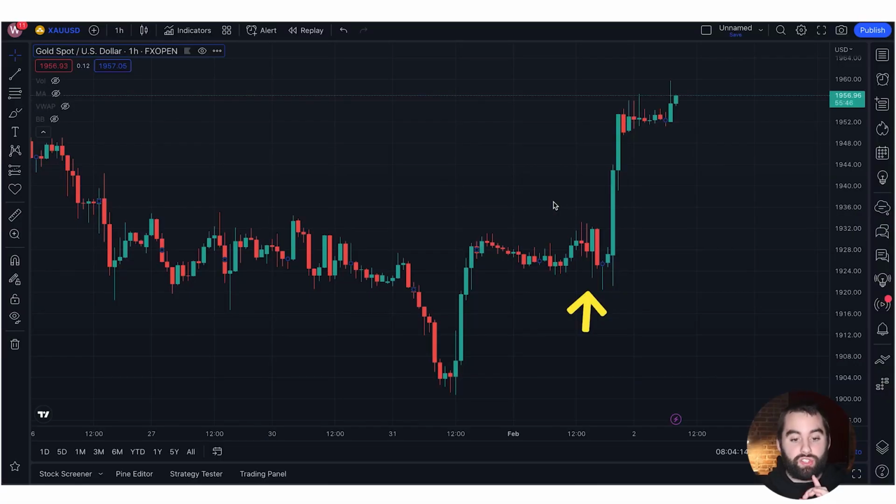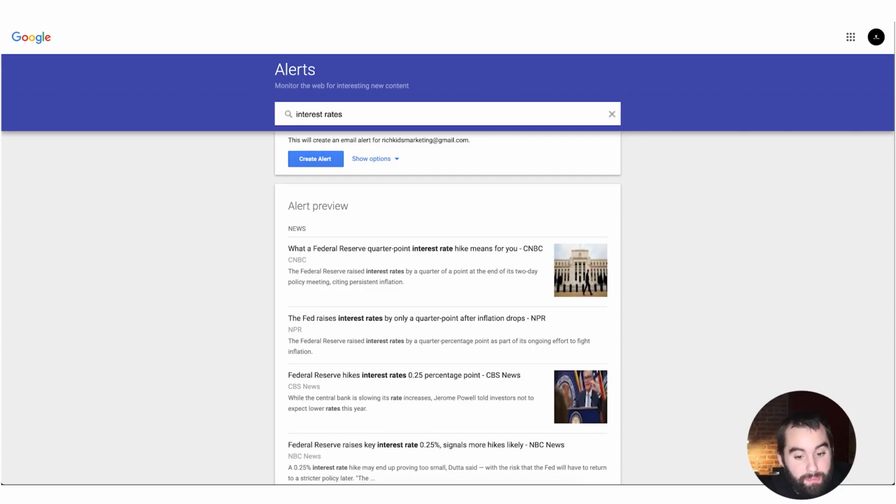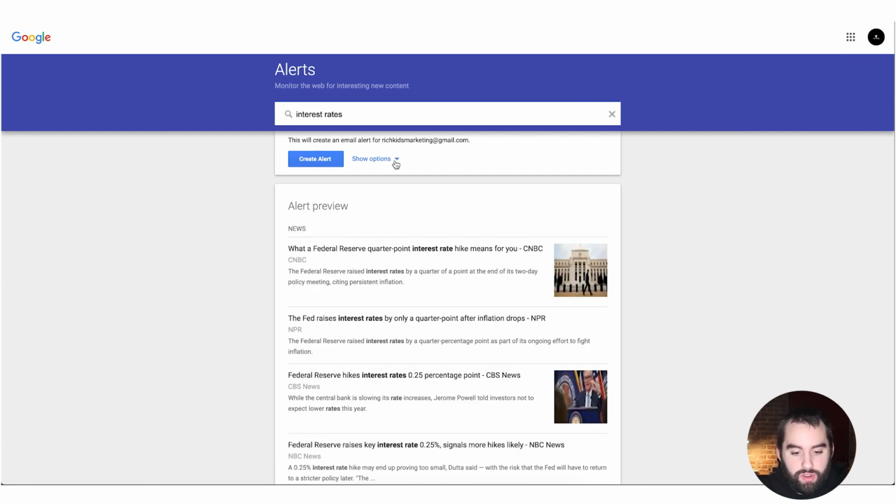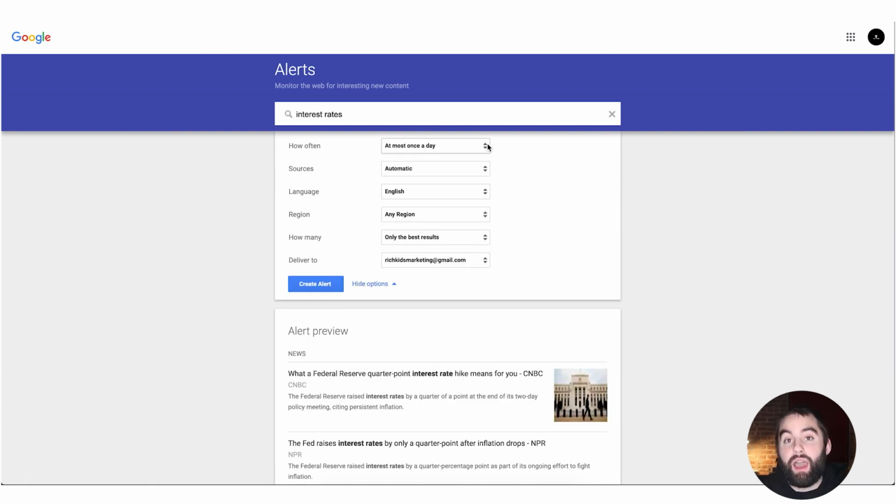Now let's just dive into this. There's this thing called Google Alerts that many people may or may not know about. You want to actually go ahead and set up alerts that go directly to your phone if you have Gmail on your phone. And what's interesting is you can set up alerts for literally anything. So if you were to take a look at interest rates or unemployment, whatever it is, you just go to google.com/alerts. I typed in interest rates. So if I just go interest rates, right, we can show options right here and see exactly how much of a frequency we want.